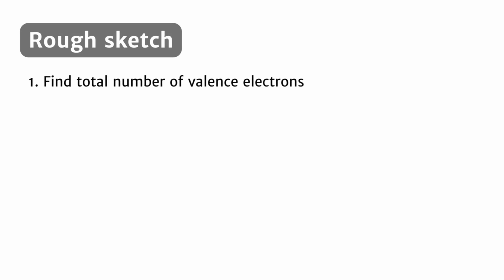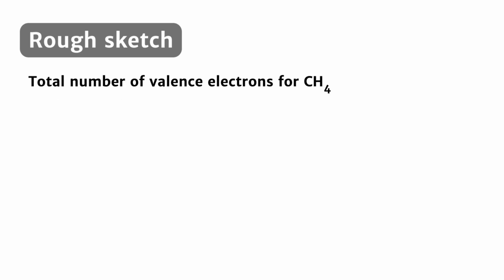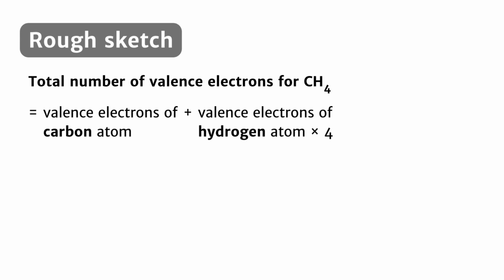Before sketching the rough diagram, we will do two things. First, calculate the total number of valence electrons and then determine the central atom. The total valence electrons in CH4 are calculated by summing the valence electrons of each atom.